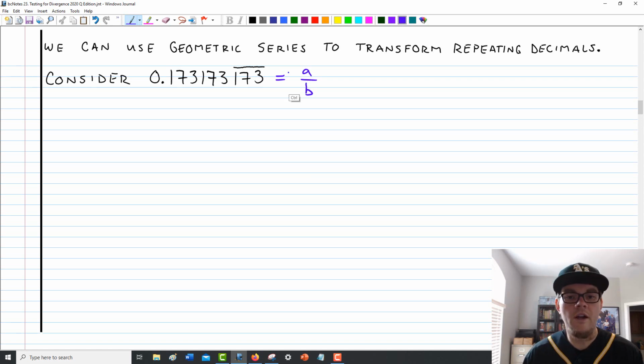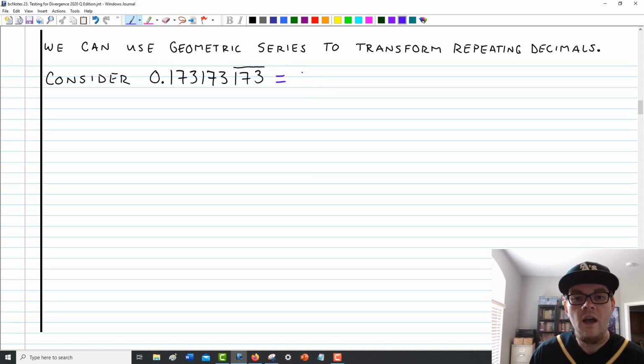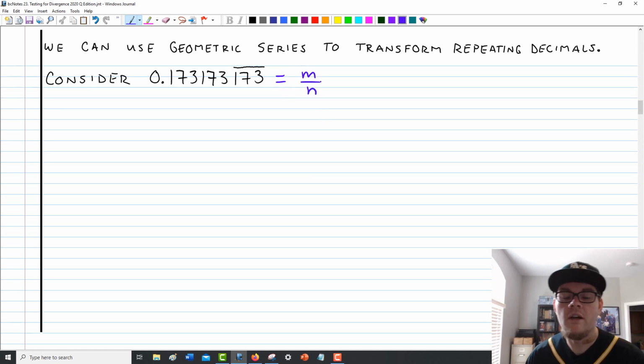Thinking that through, for rationals I usually use m over n. Sorry, could use p over q, but p's and q's kind of look the same. So here's what I'm going to do. This is going to be kind of weird the first time you see it, but once you've got the idea, you'll be able to very quickly do this, I think.